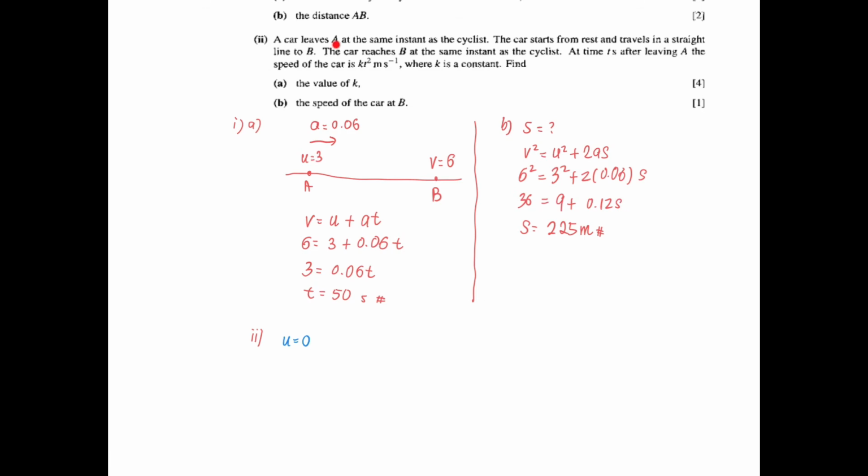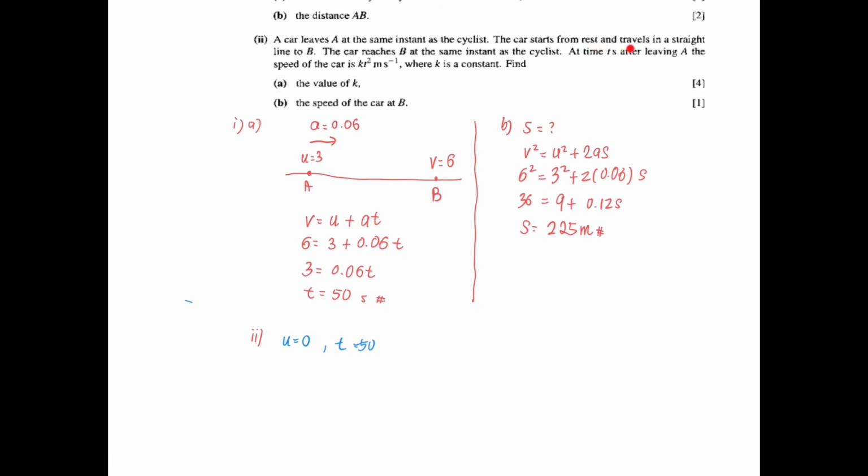Okay, we look at the question again. The car reaches B at the same instant as the cyclist. Same instant, so that means 50 seconds. The cyclist takes 50 seconds to reach B, so the car takes the same time. So we write down first: time equal to 50 seconds.